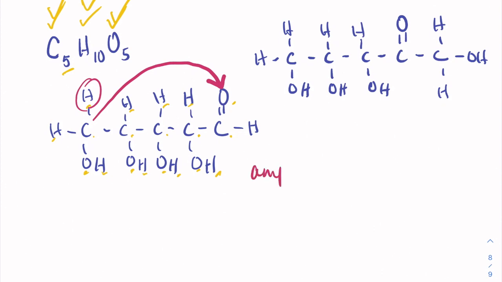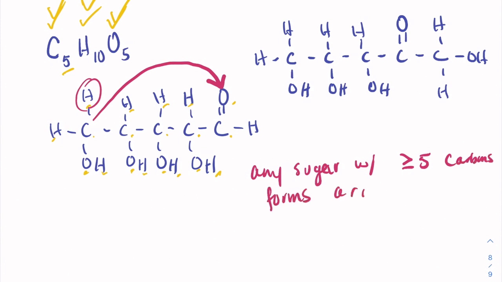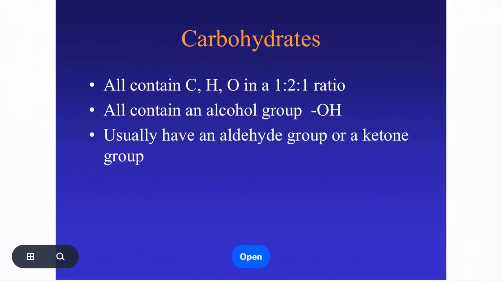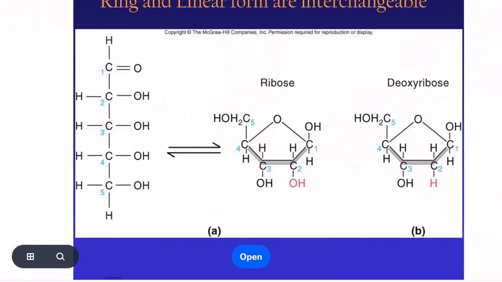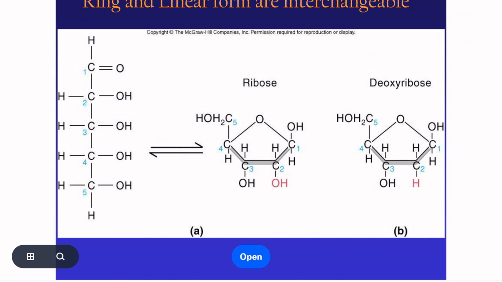So any sugar with 5 or more carbons forms a ring structure. Let me show you a picture of that. Right here. Yeah, monosaccharides have, we'll get to that in just a sec. So here we go. I'll take a screenshot here.